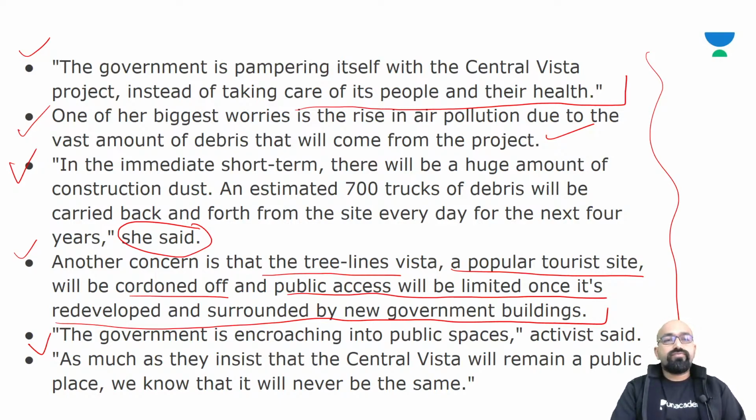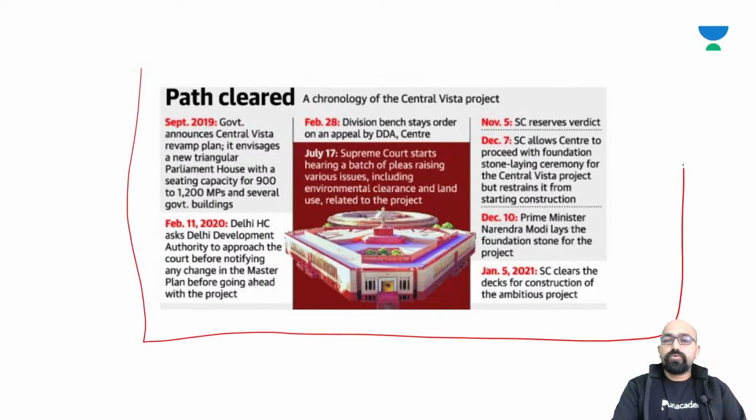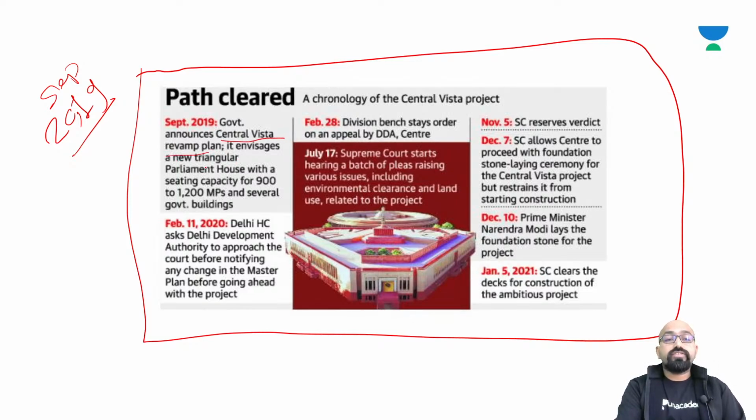Right, moving further, we'll see how the Central Vista project cleared the path, and a chronology of the Central Vista project. What happened in 2019? September 2019, government announces Central Vista revamp plan. It envisages a new triangular parliament house. So see the image of this new triangular parliament. This is the old parliament.